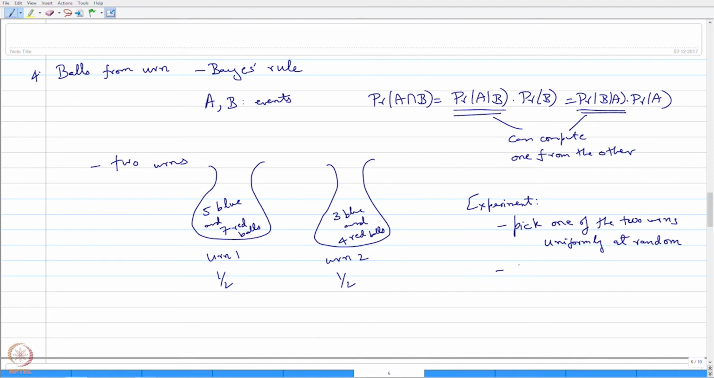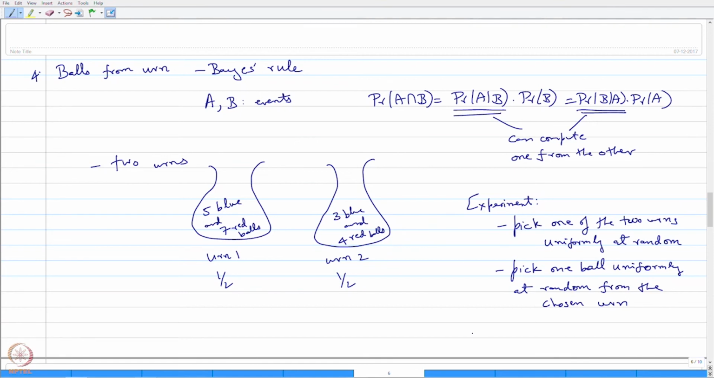After you have chosen the urn, you pick one ball at random, uniformly at random, from the chosen urn. Okay, so, this is what happens. You pick one urn at random uniformly, half each, and then after you have chosen the urn, I am going to pick a ball from that urn.